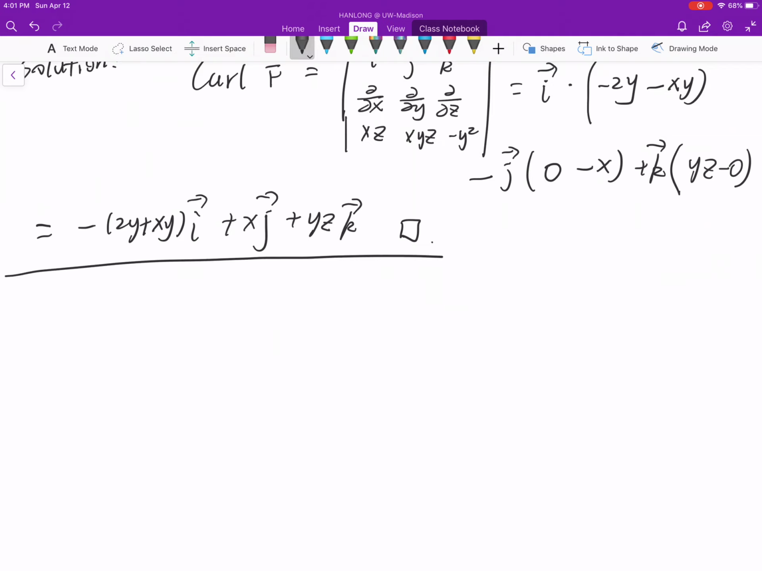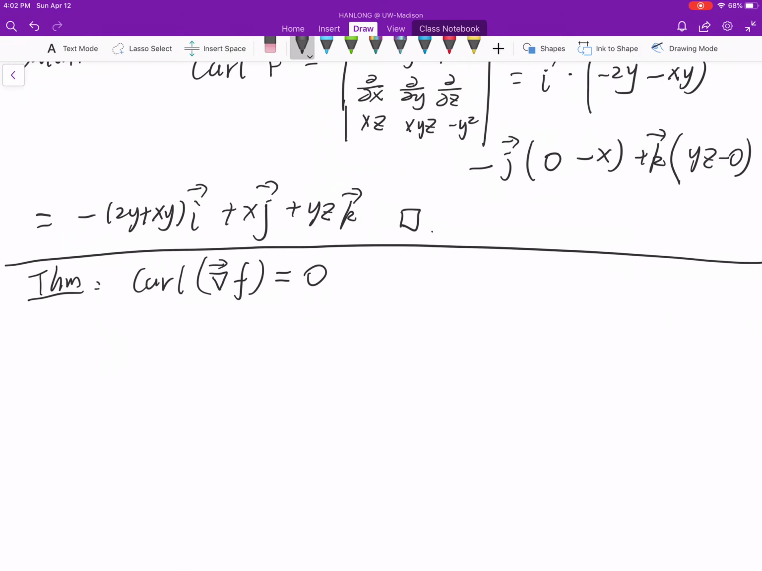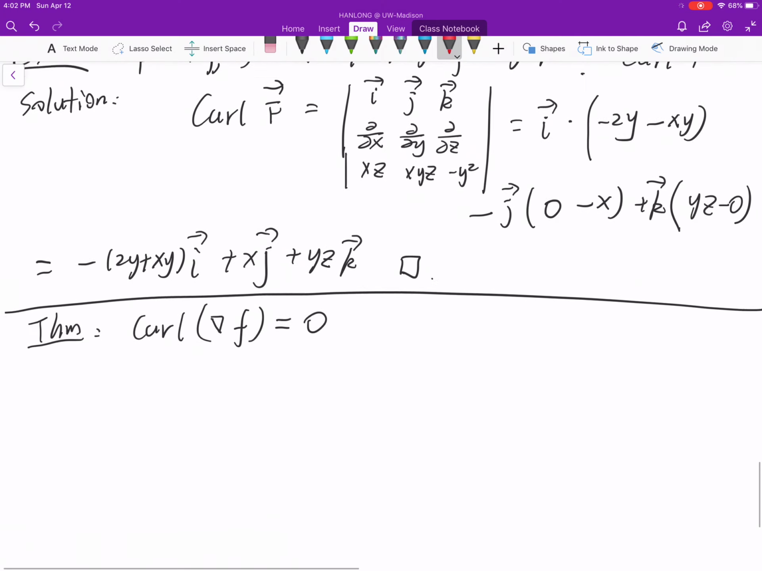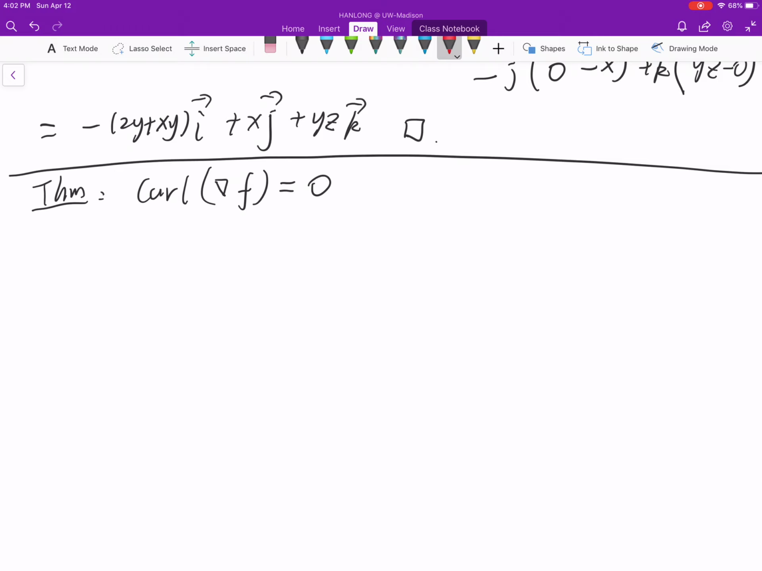Okay, next we want to introduce a very important property, which will give you a necessary condition for a vector field to be a conservative vector field. So theorem, but the proof is very easy. Curl of gradient F is, sorry. In your textbook, they will not distinguish this gradient and the above over-arrow nabla. But in this course, I will make some distinction between them.